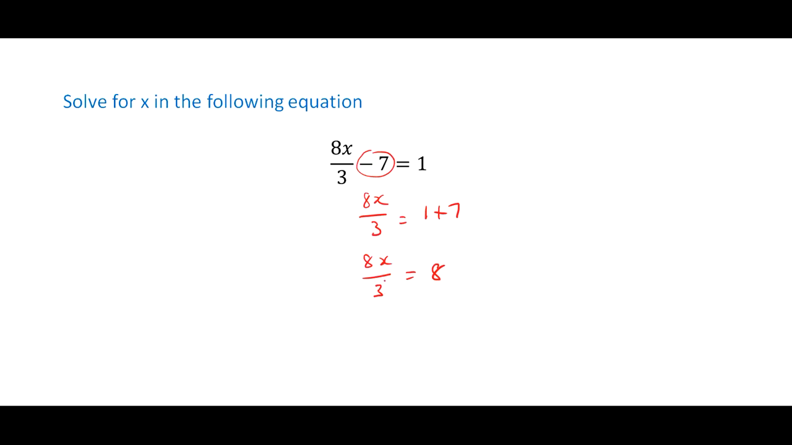In order to get rid of this 3 here, we multiply both sides by 3. So therefore, 8x is equal to 8 3's, 24. And therefore, we need to divide by 8 now, so x will be equal to 24 over 8. And therefore x is 3.